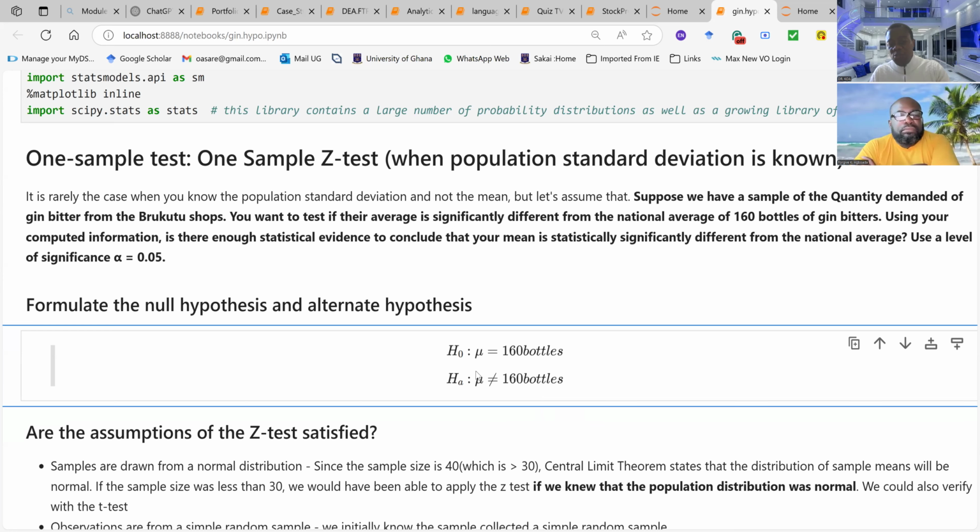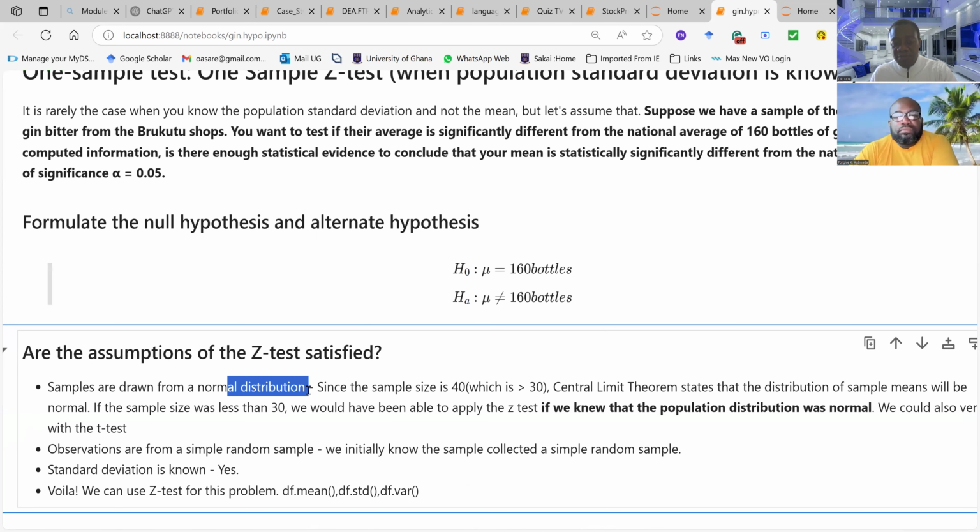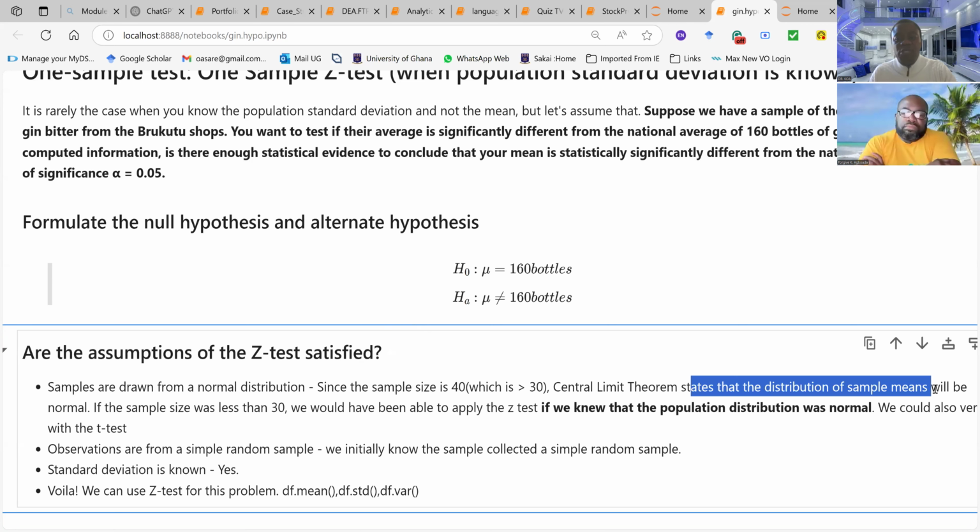Now, which test do you use? Well, we've been made to make some assumptions. The samples are drawn from a normal distribution. Now we need to check the sample size. If the sample size is more than 30, then we know that we are going to use Z. If you can remember, ours is 40. When it is like that, the central limit theorem states that the distribution of the means will be normally distributed. But is that really the case? We are going to check the distribution of the mean.